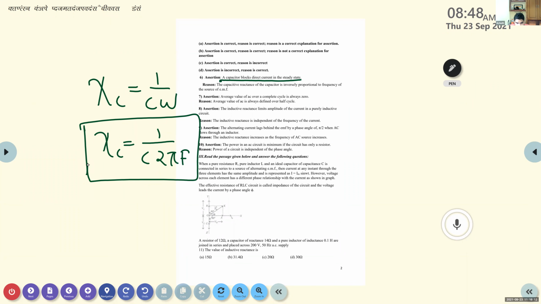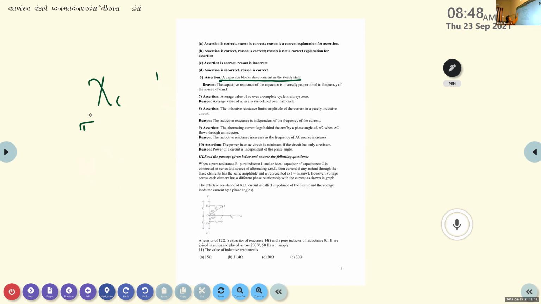Capacitive reactance is inversely proportional to frequency. So here the reason is also right. So we can say assertion is true, reason is true, and the reason is the correct explanation for the assertion.